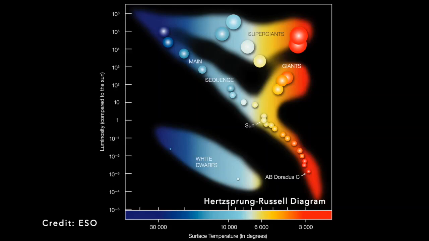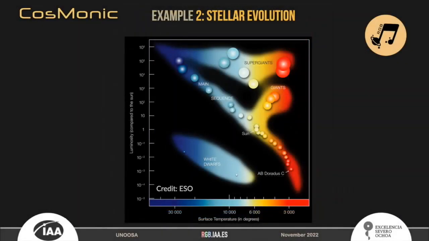Depending on its initial mass and, second order, on its metallicity, every star goes through specific evolutionary stages dictated by its internal structure. Each of these stages corresponds to a change in the temperature and luminosity of the star, which can be seen to move to different regions on the HR diagram as it evolves. In this example, we sonify the evolution of a 20 solar mass star.